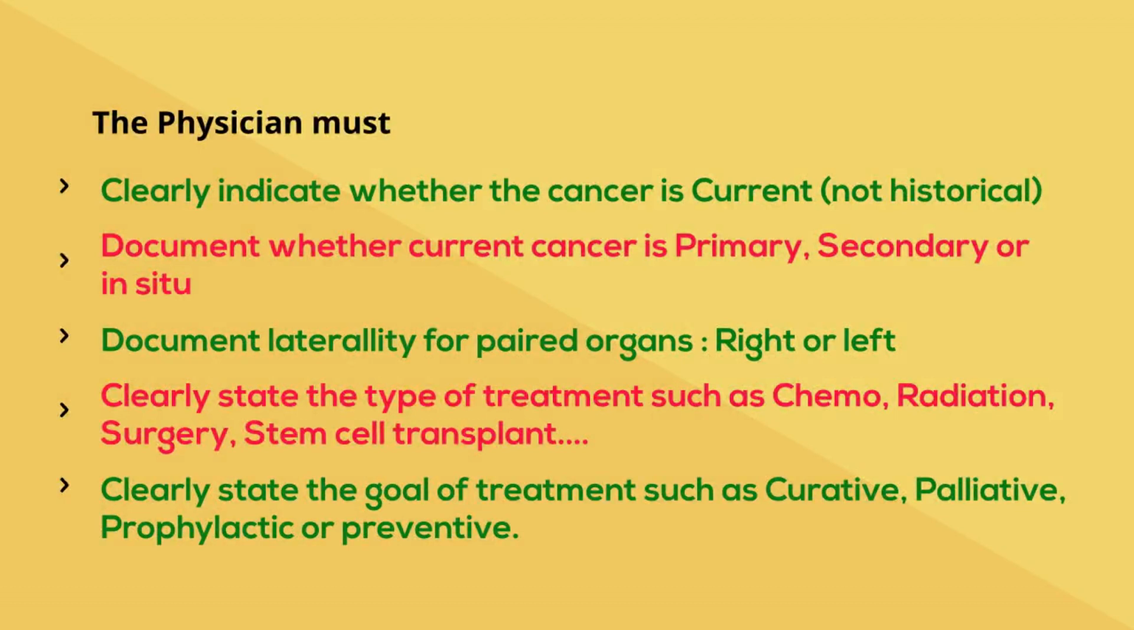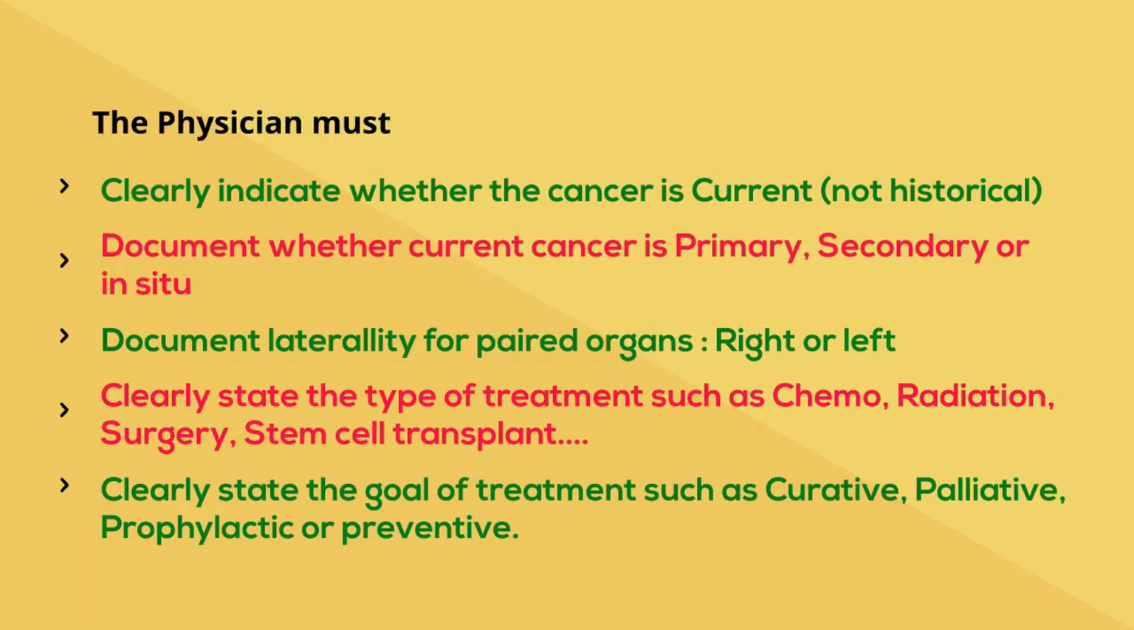Document whether current cancer is primary, secondary, or in situ. Document laterality for paired organs, right or left. Clearly state the goal of the treatment, such as chemotherapy, radiation therapy, surgery, or stem cell transplant. Clearly state the purpose of the treatment such as curative, palliative, prophylactic or preventive.